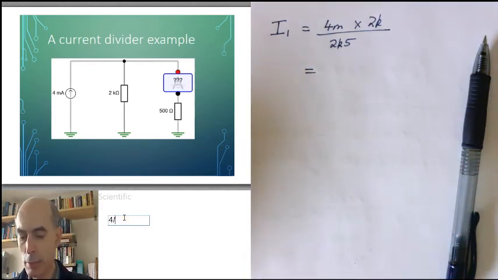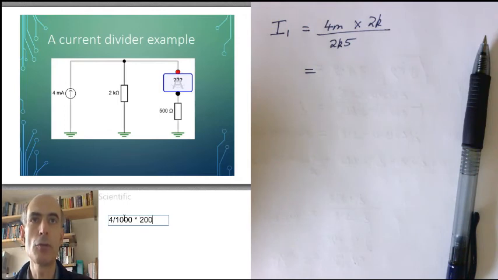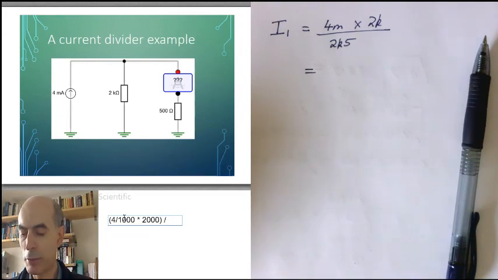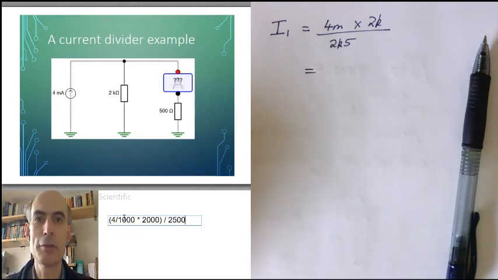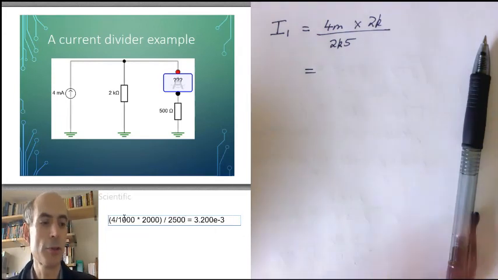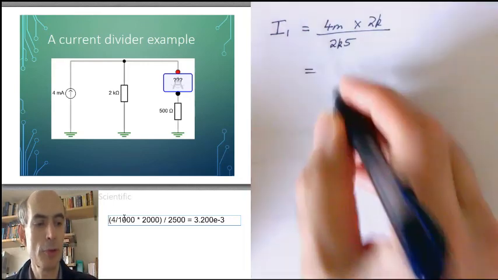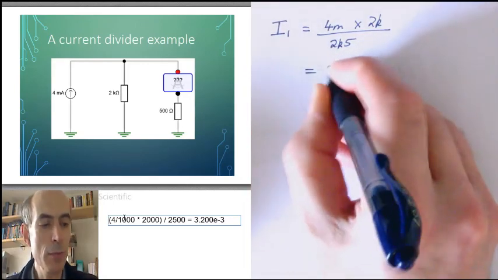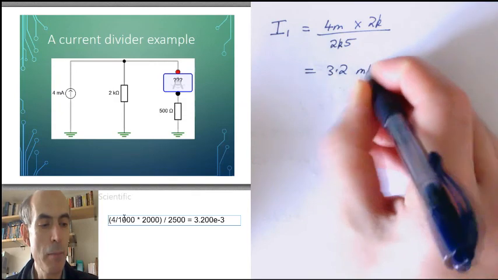4 milli is 4 divided by 1,000 times 2,000. I'm being a bit silly there. I could have just written that as 4 times 2. Never mind. And divide that by 2,500. Answer 3.2 times 10 to the power of minus 3, which is 3.2 milliamps.